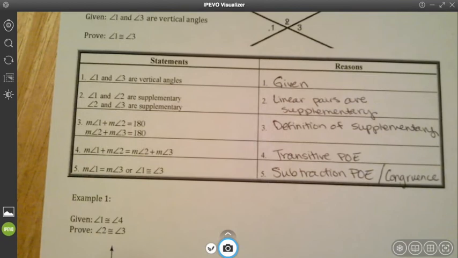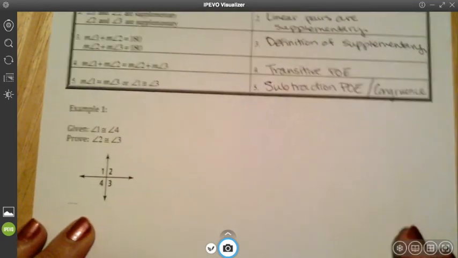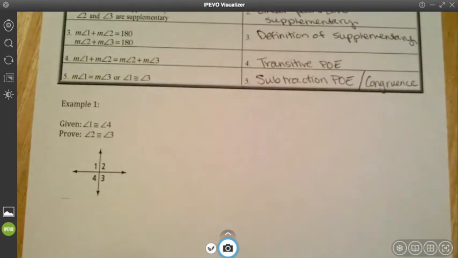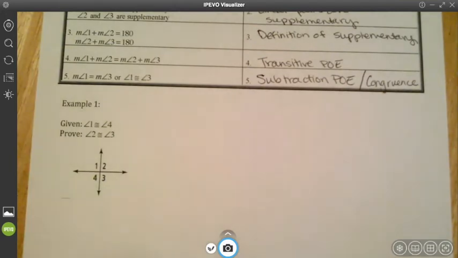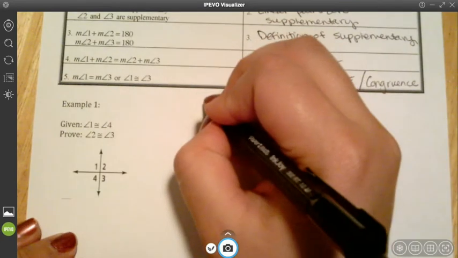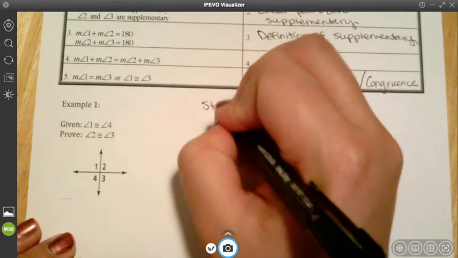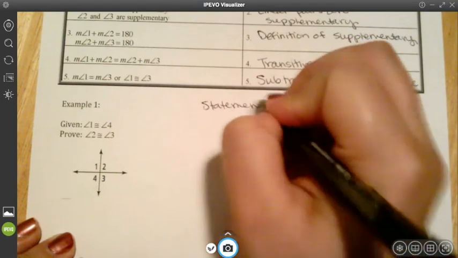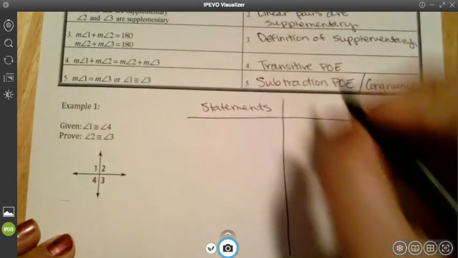Let's do another example. Proofwriting doesn't get easier until you start doing it. You've just got to do some proofs, and then it will kind of get easier to see what the steps are, what are the questions that I have to ask myself as I'm writing a proof. So we did one where I gave you the statements and then we made the reasons. Now we're going to make one together where we're going to create the statements and the reasons. So the first thing we are going to do is write our table, our 2-column proof table. Statements, reasons.